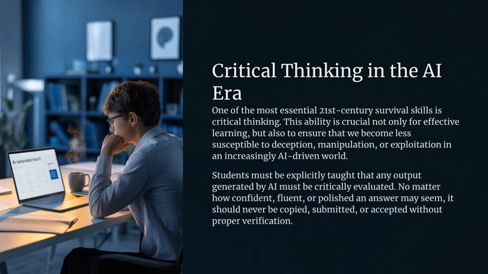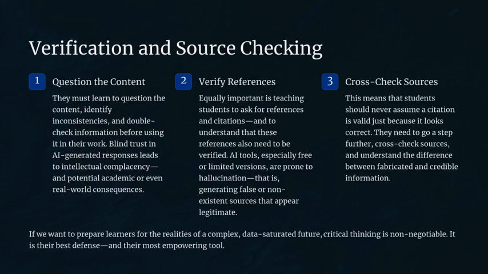Students must be explicitly taught that any output generated by AI must be critically evaluated. No matter how confident, fluent, or polished an answer may seem, it should never be copied, submitted, or accepted without proper verification. They must learn to question the content, identify inconsistencies, and double-check information before using it in their work. Blind trust in AI-generated responses leads to intellectual complacency and potential academic or even real-world consequences. Equally important is teaching students to ask for references and citations, and to understand that these references also need to be verified.